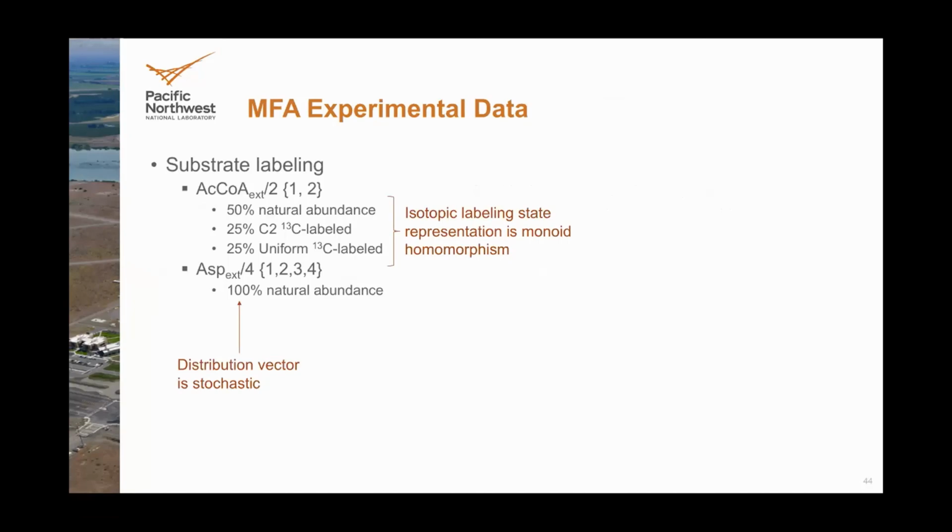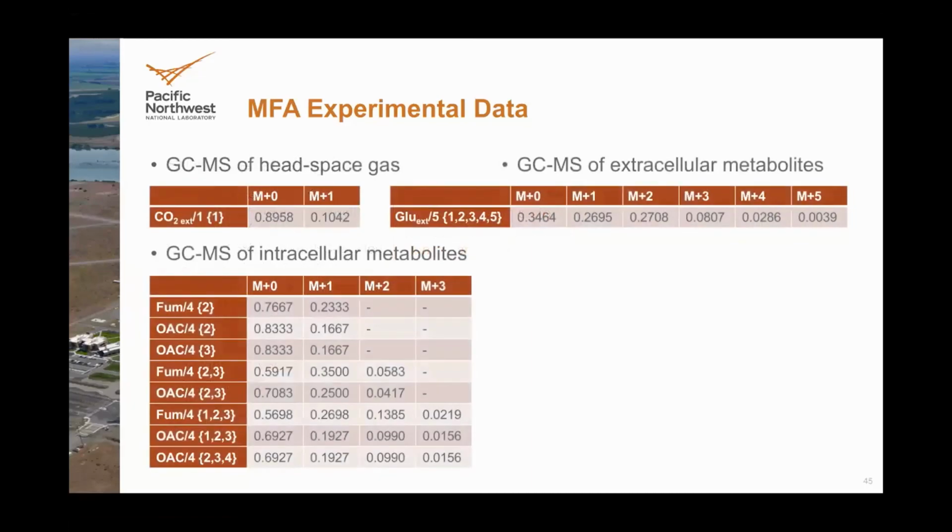I mentioned that you might want to vary your labeling. Here we have 50% natural abundance, but then we're using 25% C2 labeled and 25% uniform labeled. And our aspartate is completely natural abundance. Then we might go ahead and do some gas chromatography mass spec. Here I've done the headspace gas. Again, this is all fictional.